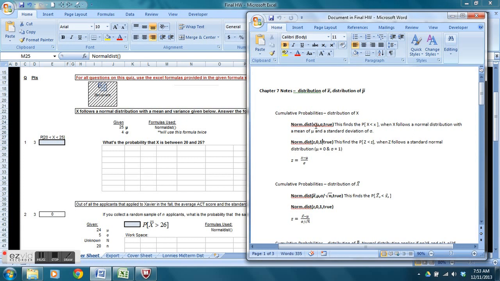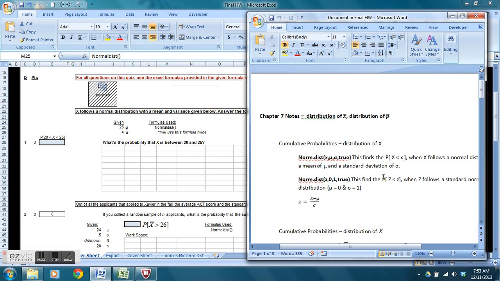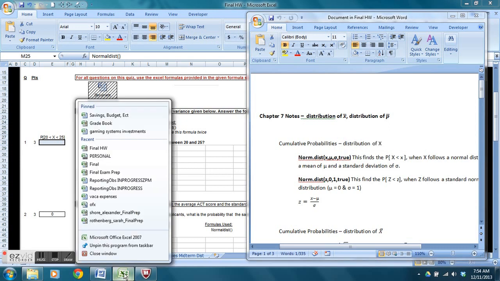And so for this normal distribution formula, the first argument in the formula is x. That would be like 20 in this case. The second argument is the expected value of the random variable in your formula. The third one is the standard deviation of the random variable of the normal distribution. And the fourth one is either true or false. It's true if you're looking at cumulative distribution.